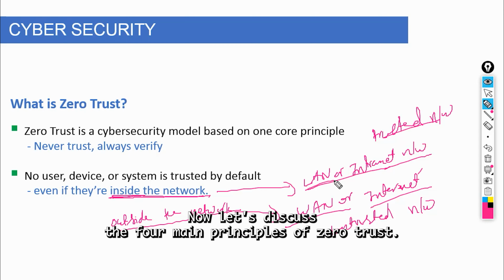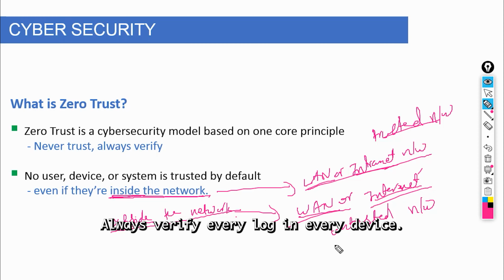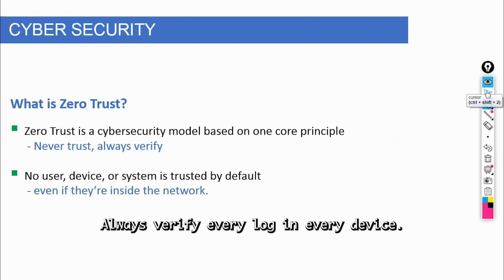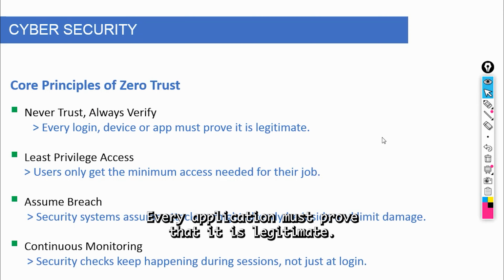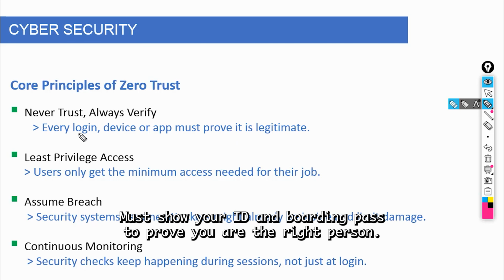Now let's discuss the four main principles of Zero Trust. First principle: never trust, always verify. Every login, every device, every application must prove that it is legitimate. Just like the airport example, you must show your ID and boarding pass to prove you are the right person.